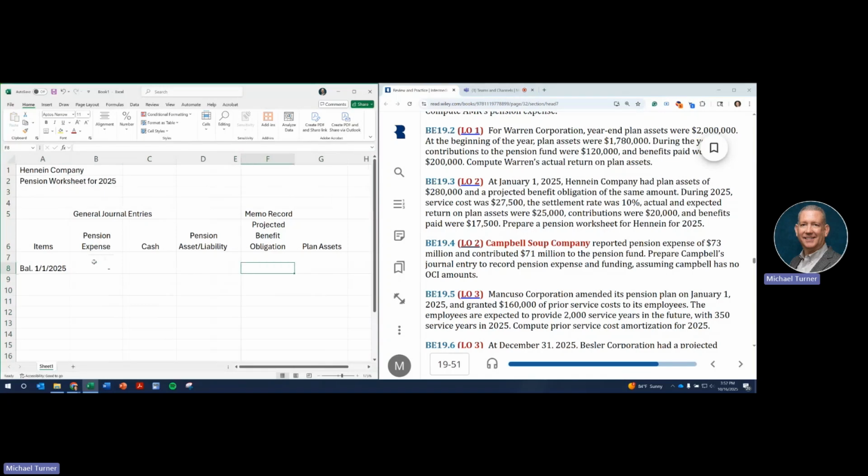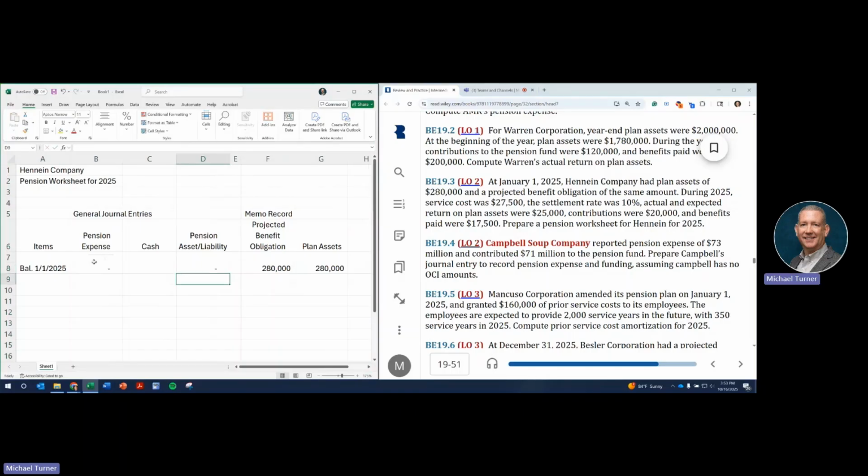But if we go across to the memo, we look back at the problem, and it does say that the plan assets were $280,000, as is the projected benefit obligation. So the projected benefit obligation is $280,000, and that's a credit amount. And the amount that is in the assets is also $280,000, and that's a debit. So essentially, they have the responsibility of the obligation, $280,000. The plan assets are $280,000. So their pension asset or liability would actually be zero right here.